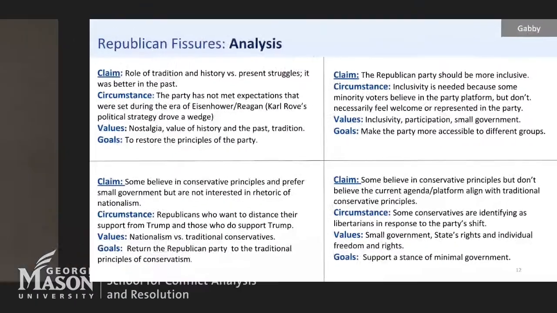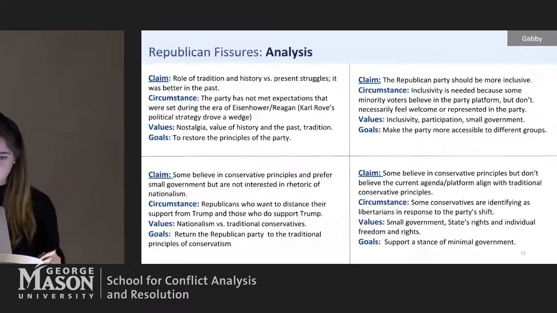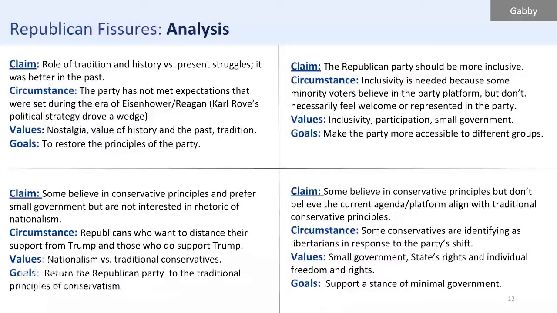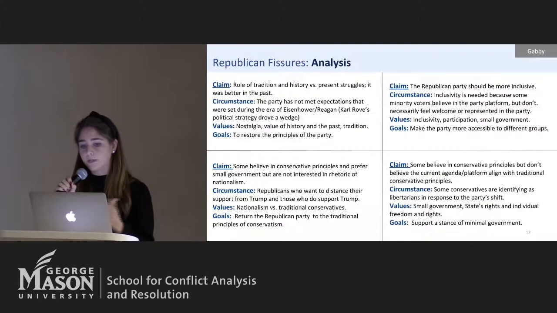The analysis for the Republican fissures. The role of tradition and history versus present struggles. It was better in the past. This is sort of a sentiment we kept hearing. People refer to the era of Eisenhower and Reagan as the glory days of the Republican Party, and the party has not maybe met those expectations, especially since the election of Trump.